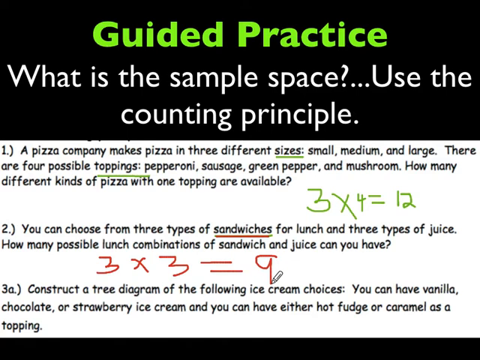In the third one, if we use the counting principle, it will just be very easy. So for the ice cream choices, let me use a different color again. I'm going to use pink this time. Okay. So for the ice cream choices, you can have vanilla, chocolate, or strawberry. There are three. And for the topping, it can be hot fudge or caramel. So that is times two. And that is six possible outcomes.